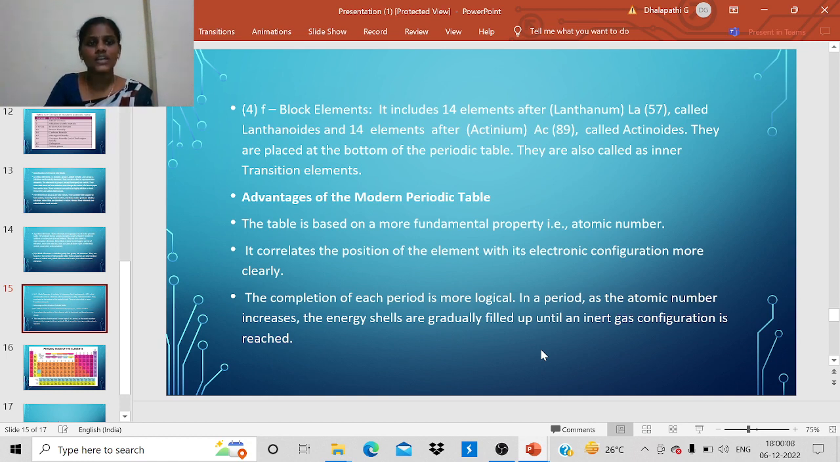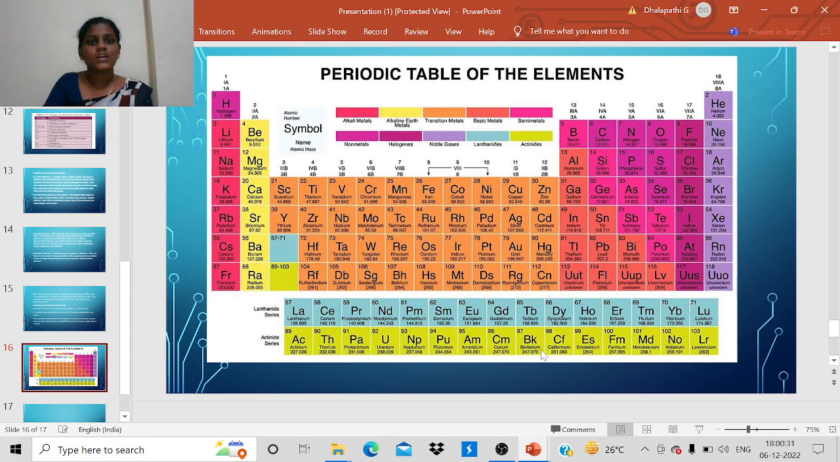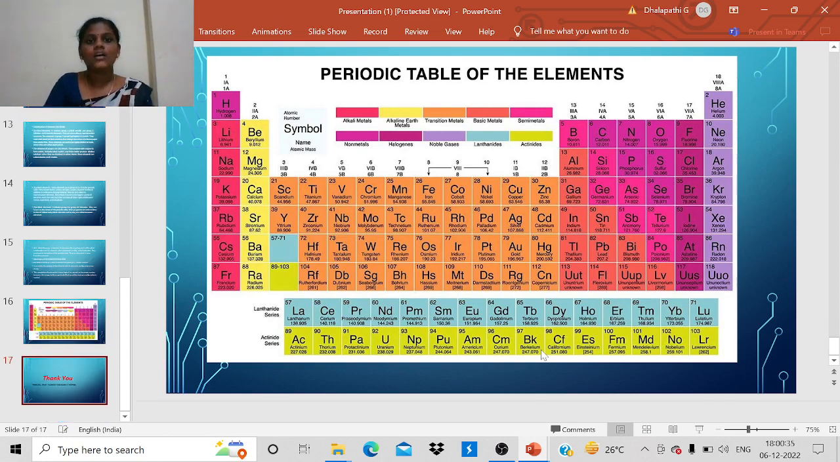Advantages of the modern periodic table. The table is based on a more fundamental property, that is, atomic number. It correlates the position of the element with its electronic configuration more clearly. The completion of each period is more logical as the atomic number increases. The energy shells are gradually filled up until the inert gas configuration is reached. This is our modern periodic table of the elements.